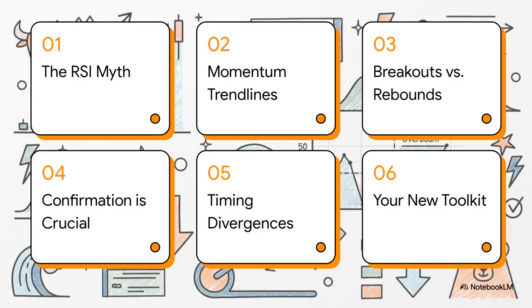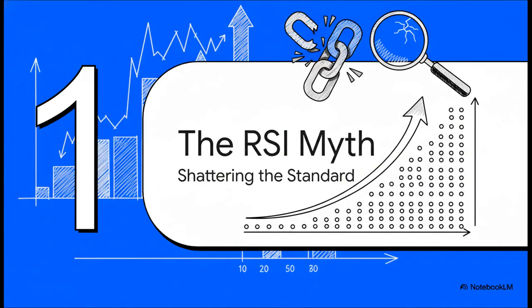So here's the game plan. First, we're going to completely shatter the biggest myth about the RSI. Then, I'm going to show you how to draw one simple line on it that changes, well, everything. From there, we'll build out two core strategies, learn why confirmation is the secret of the pros, and wrap it up with a master stroke for timing your trades almost perfectly. By the end of this, you'll have a completely new trading toolkit. All right, let's just get right to it.